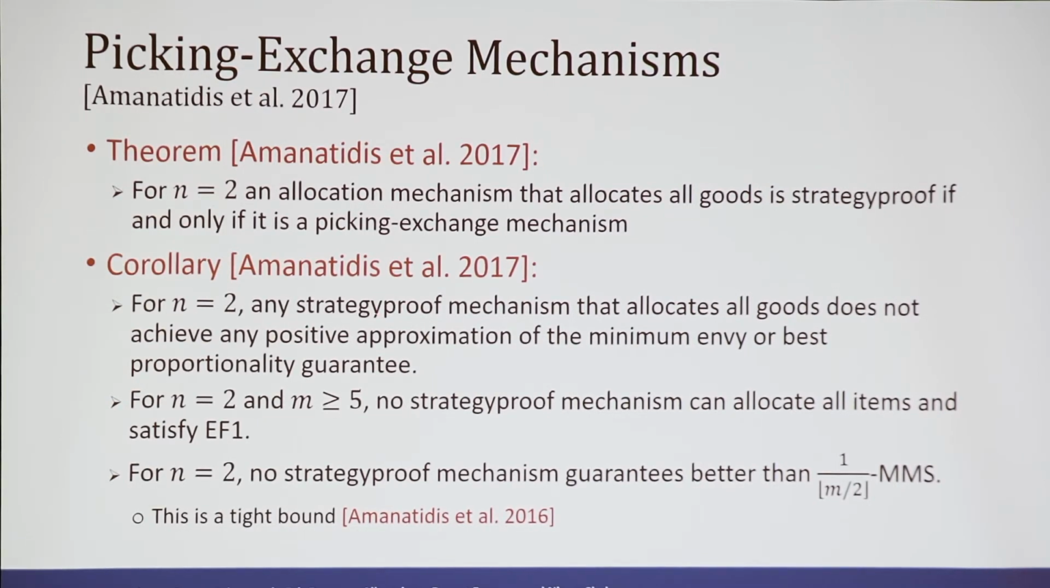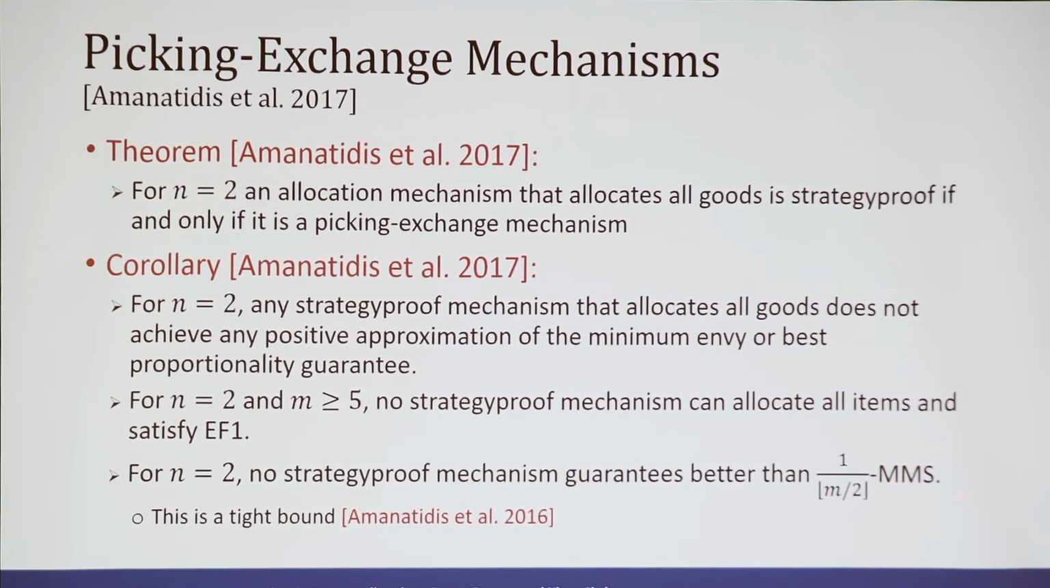One is that any strategy proof mechanism that allocates all goods cannot achieve any positive approximation of the minimum envy or best proportionality guarantee. And by that, what I don't mean is this fundamental impossibility that comes from having indivisible goods. I mean this relative to the best thing that an indivisible good allocation mechanism could do. As long as m is at least 5 and n equals 2, no strategy proof mechanism that allocates all items can be EF1.